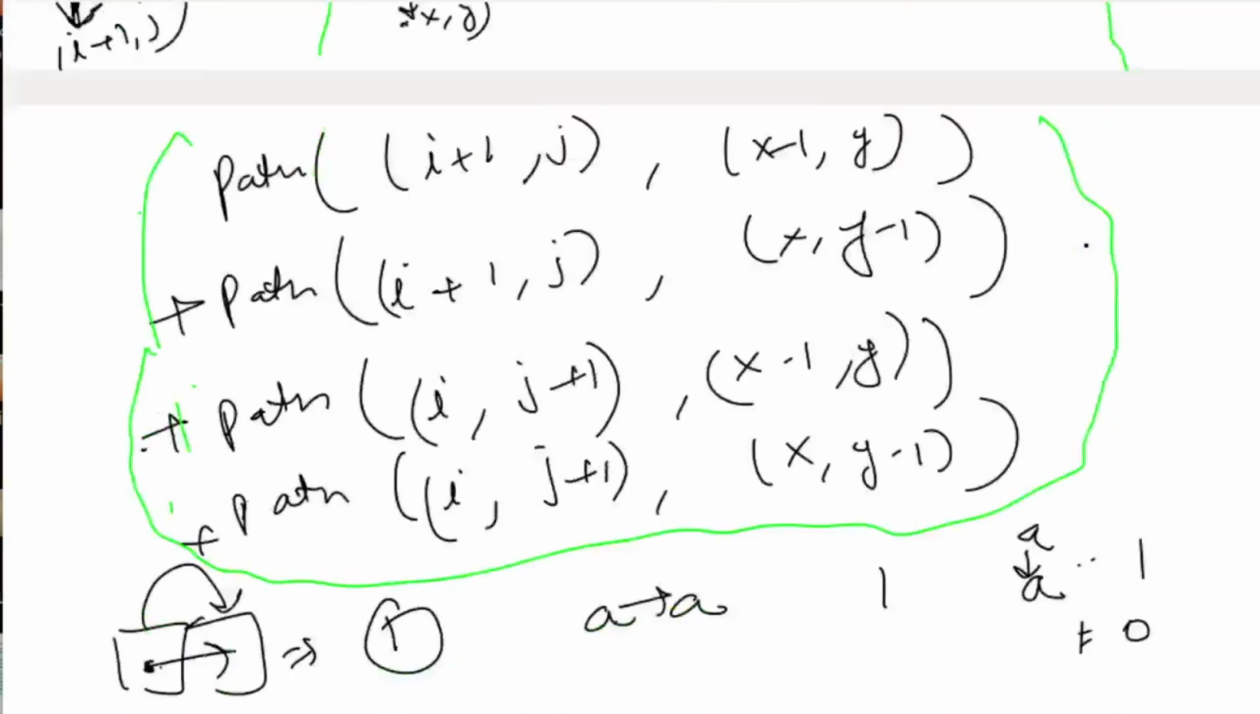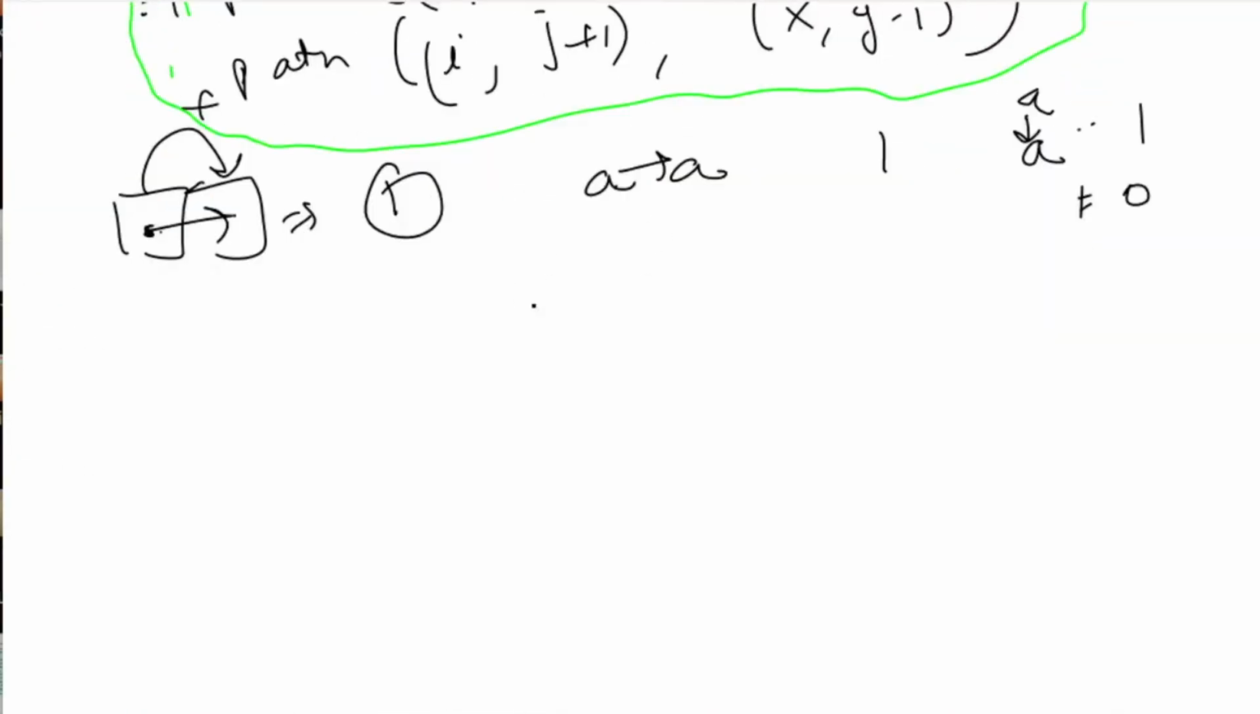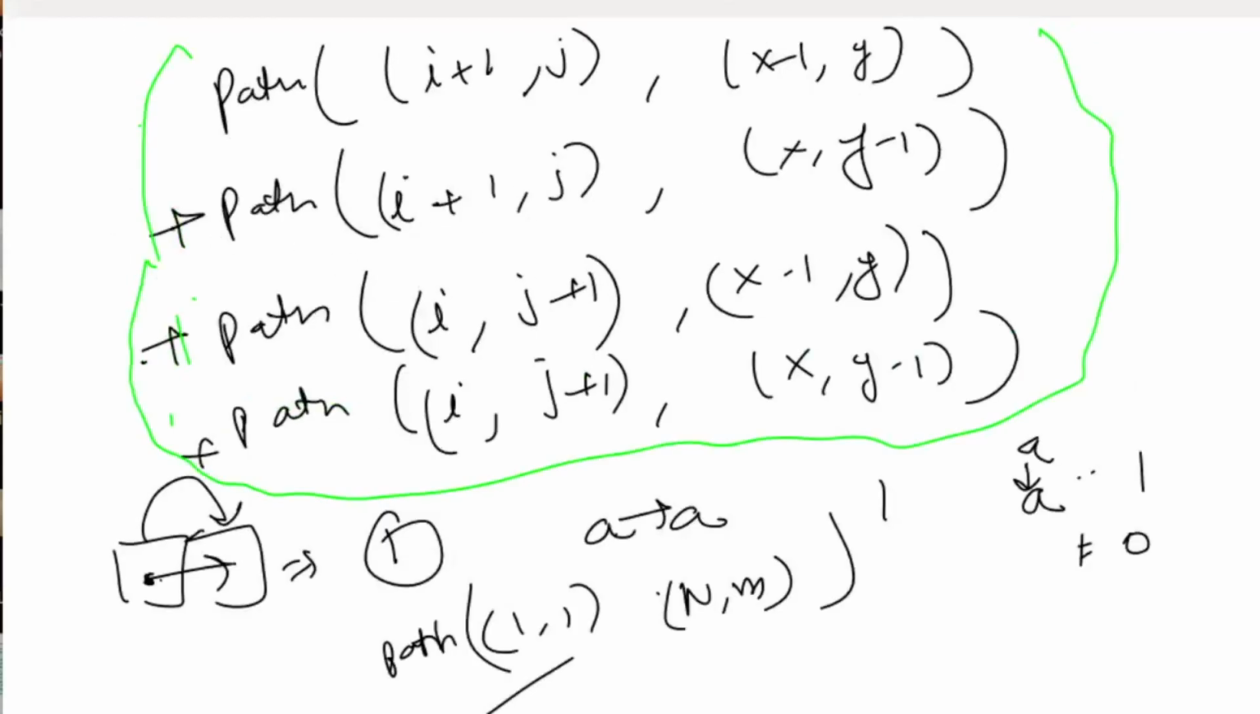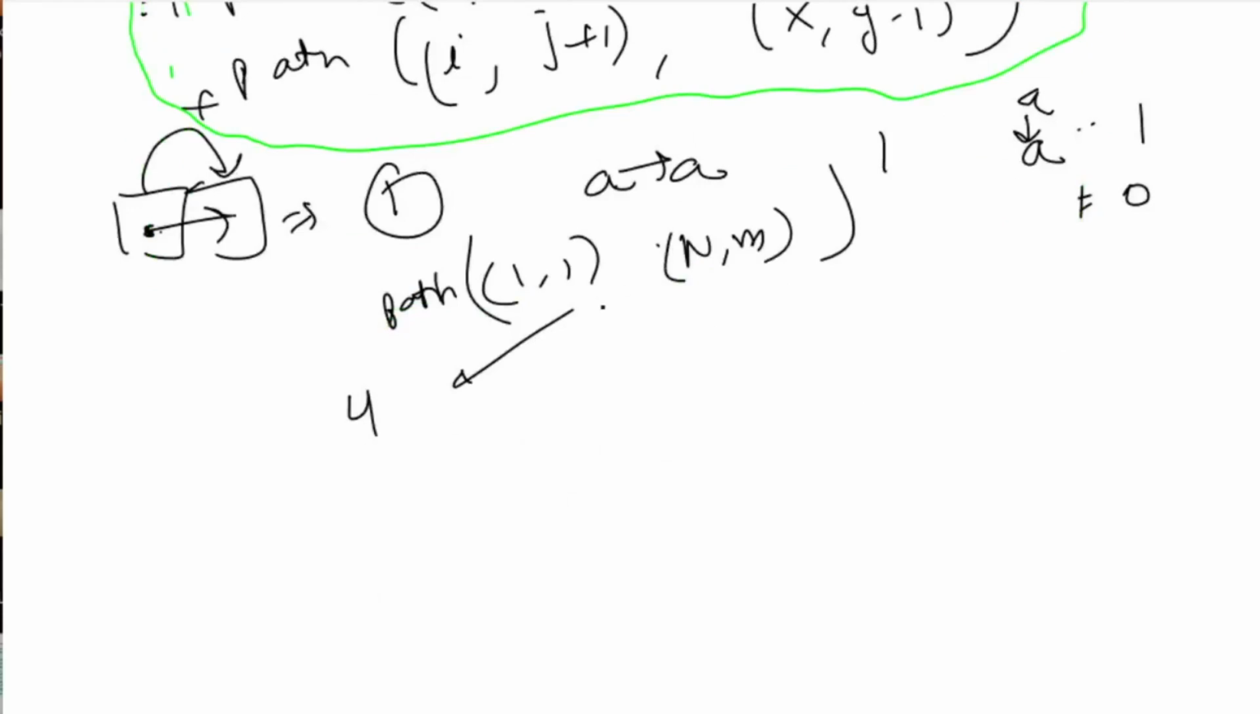But as you can see, initially our problem is 1 comma 1 and n comma m. Okay, path, and now there will be 4 more sub problems, as I have discussed, these 4 problems. Okay, so 1 2 3 4, and this is not looking good, and let me add another page.